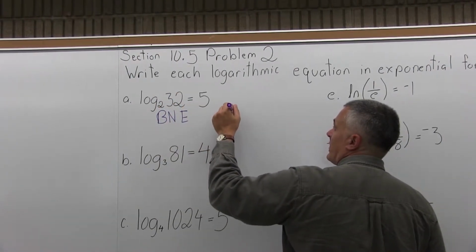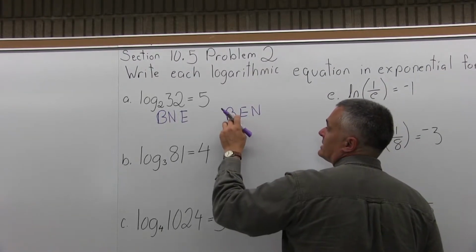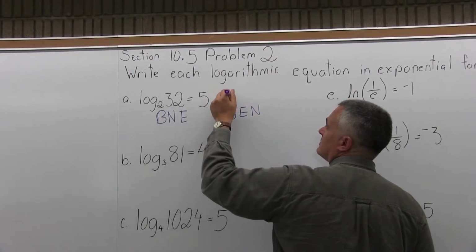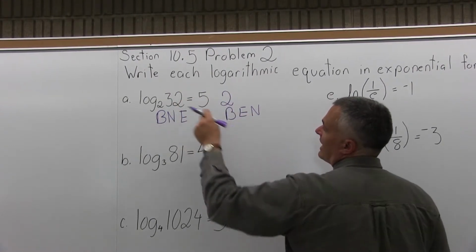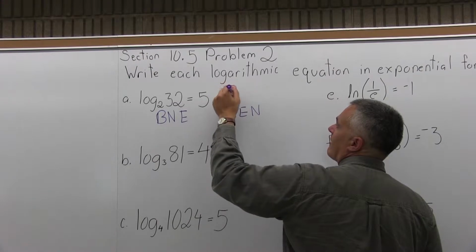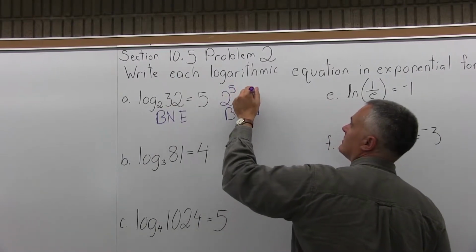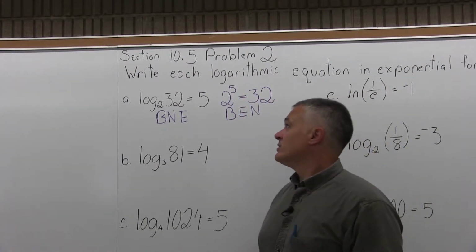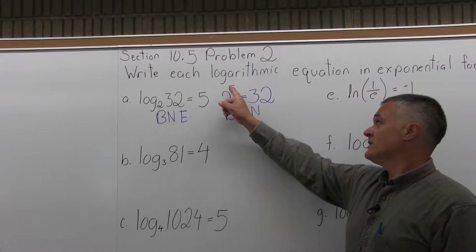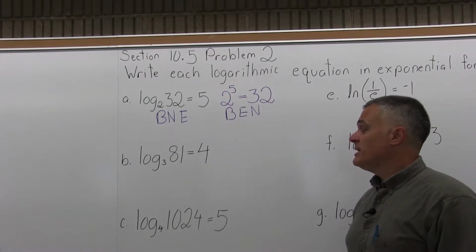So over next to it, I'll write Ben. That's the exponential form. So you write the base first. The base is 2. Then you write the exponent next. The exponent is 5. Then you write equals, and then the number comes last. The number is 32. So writing log base 2 of 32 equals 5 is the same as writing 2 to the 5th power equals 32.